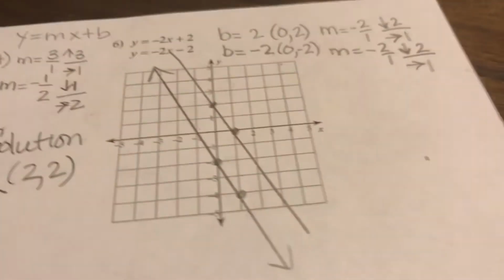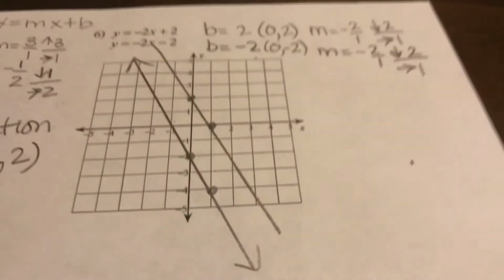So I want you to take a look. I'm going to go down here to -2. I'm going to put my point. Then I'm going to go down 2 and over 1, and I'm going to put my other point. And I'm going to draw my line. And when I draw my line, I want you to notice what happens. Okay. So if you look at your two lines once we draw them, what do you notice about them?